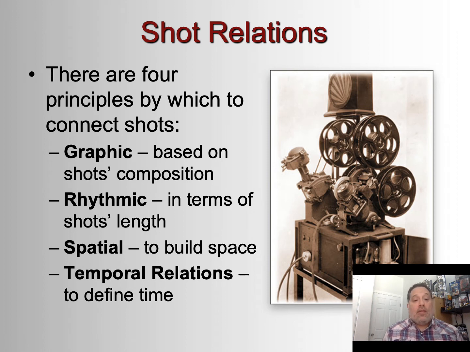So, in this lecture, we're going to talk about kinds of shot relations. How are shots related to one another when they're put together? Well, there are four basic principles by which to connect shots. First is graphic, based on a shot's composition. The second is rhythmic, based on the shot's length. Spatial, based on the relationship of space between two shots. And temporal, based on the relationship of time. So let's go through now and break those down and give you some examples.